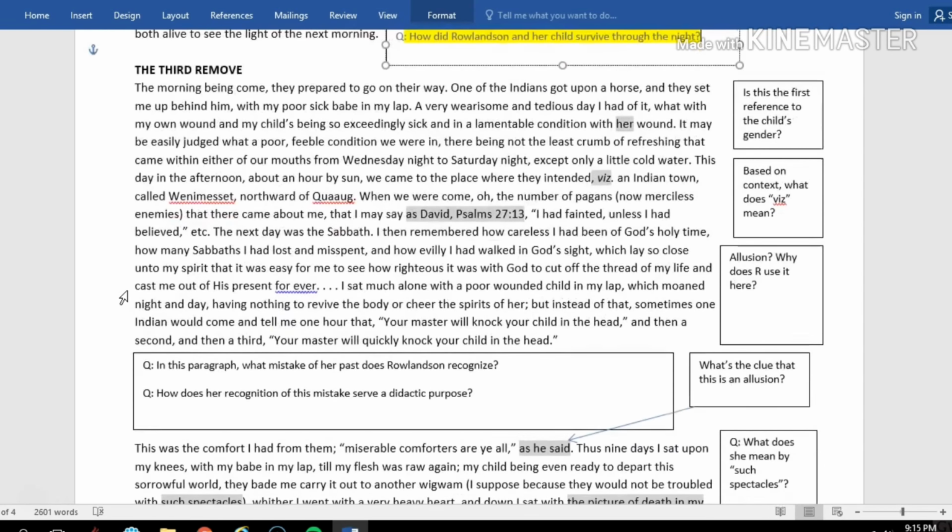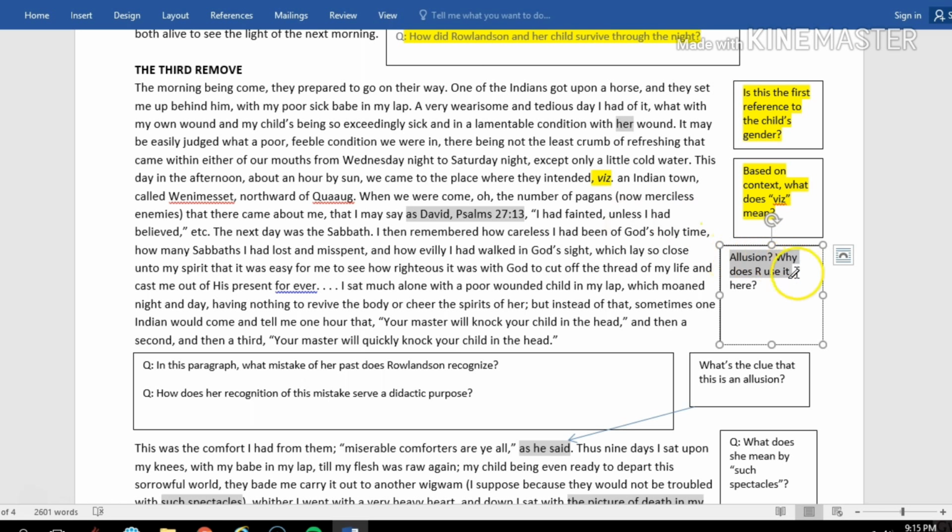All right, let's stop there for a second and look at our questions. First of all, is this the first reference to the child's gender in the story? You may have to look back in the earlier text. Based on context, what does viz mean? Were they intended to viz? Right there. I just highlighted it for you.